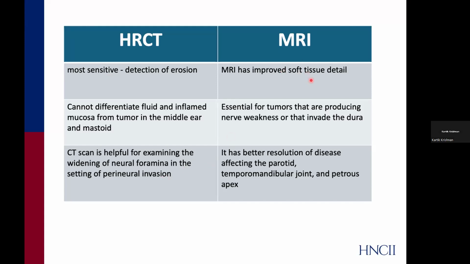MRI has good soft tissue detail. It is essential for tumors that are producing nerve weakness or that invade the dura, and it gives better resolution of disease affecting the parotid, the TM joint, and the petrous apex. It will also tell you about perineural invasion. So both HRCT and MRI should be done in cases of temporal bone malignancies, as both are complementary to each other.